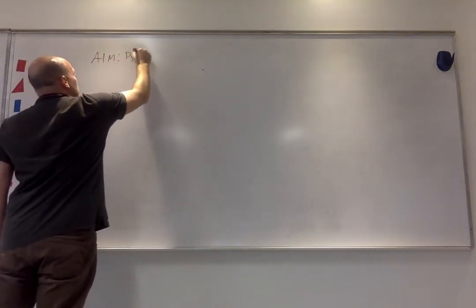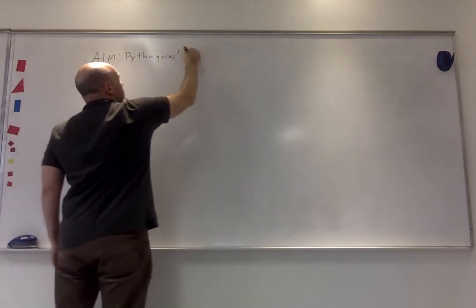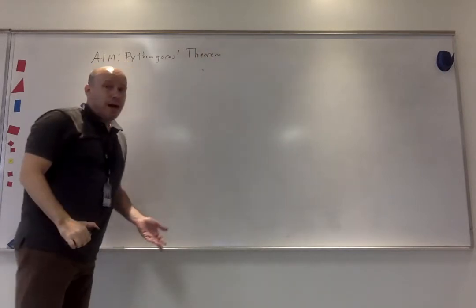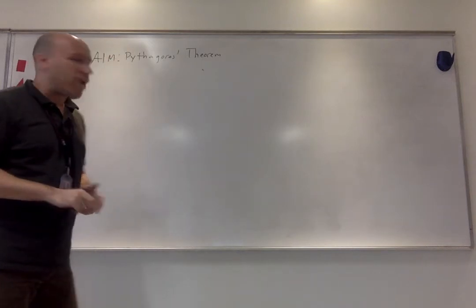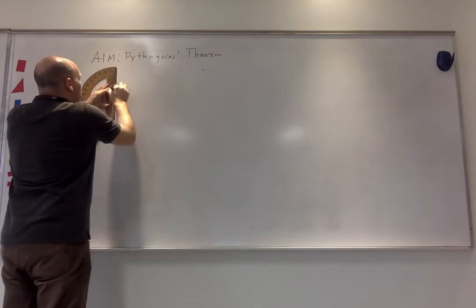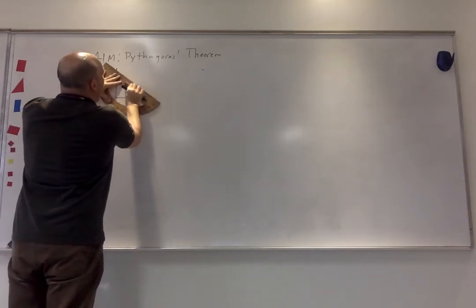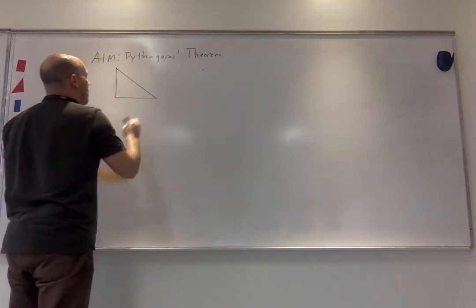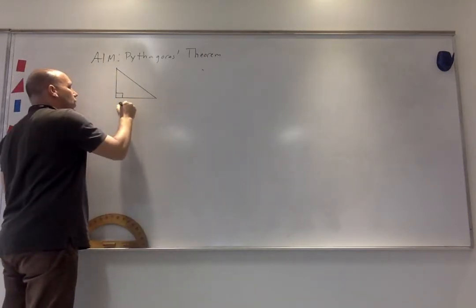The Pythagoras theorem. It's basically a Greek idea that if you have a right triangle, there's a relationship among the sides of the right triangle. So we learned last year in geometry that a right triangle is a triangle that has a right angle. So this is the right angle. This is the right triangle.